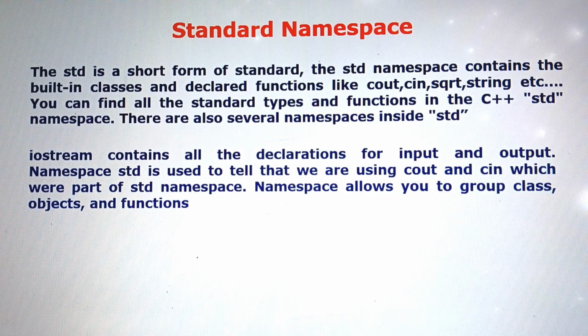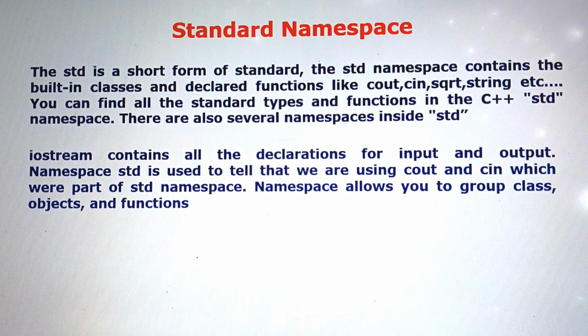The iostream header file contains all the declarations for input and output. The namespace std is used to tell that we are using cout and cin, which are part of the std namespace. Namespace allows you to group classes, objects and functions.